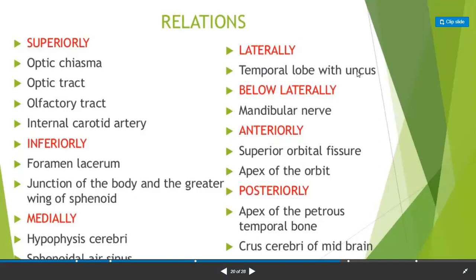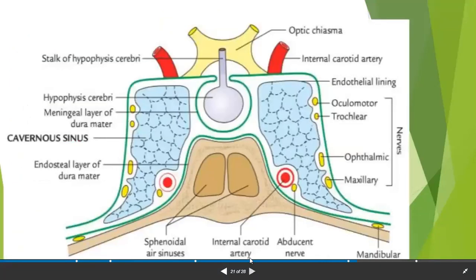Uncus is the part of the temporal lobe of the cerebrum. Below, laterally, it is related to the mandibular nerve. Anteriorly, it is in communication with the superior orbital fissure, apex of the orbit. Posteriorly, the apex of the petrous part of the temporal bone and crus cerebri of the midbrain. So this is the anterior one, you are finding the superior orbital fissure. Posterior one, the apex of the petrous part of the temporal bone.